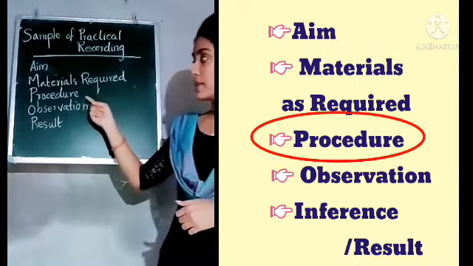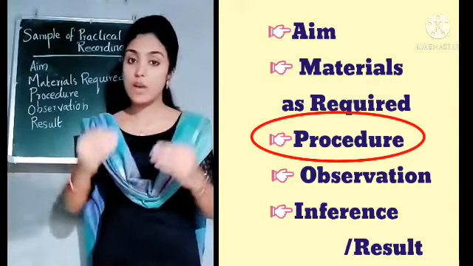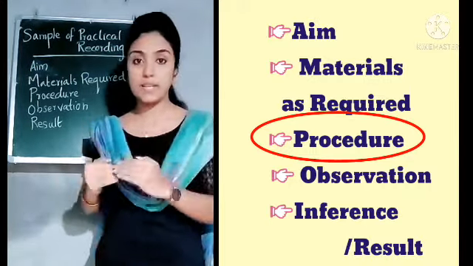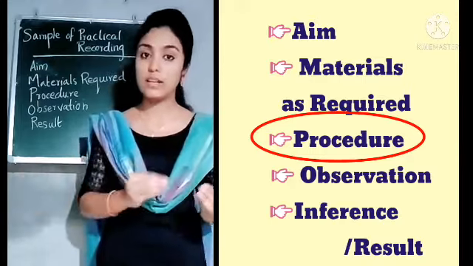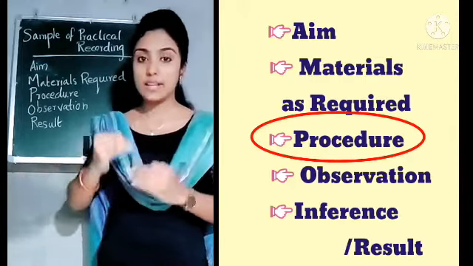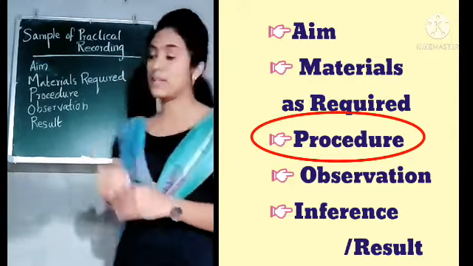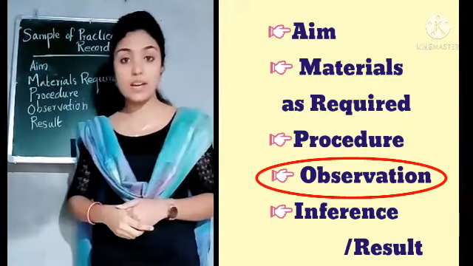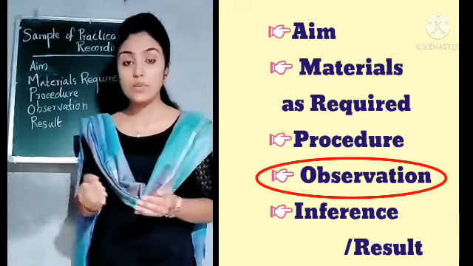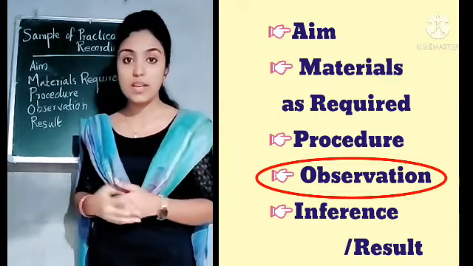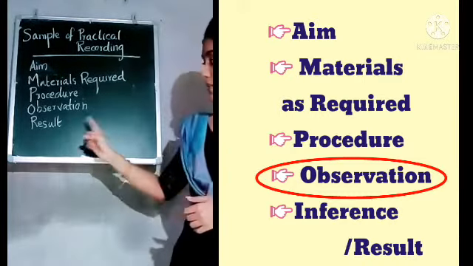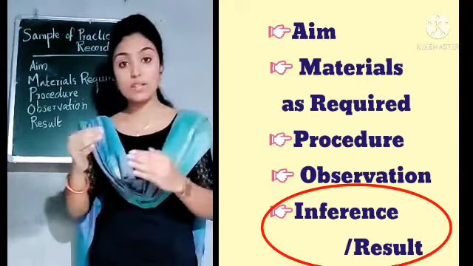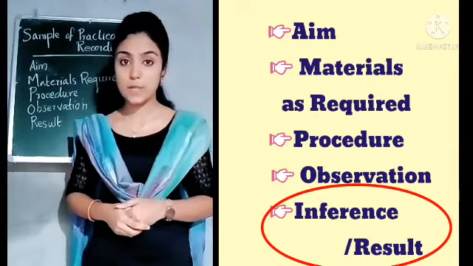Then the third step is procedure. Then you have to write the procedure step by step. First what you have to do, then after that what you have to do. Just like that you have to write it step by step. Then the next one is observation. Here you have to write whatever you observe after doing the experiment. Then in result you have to write what result you got from that experiment.